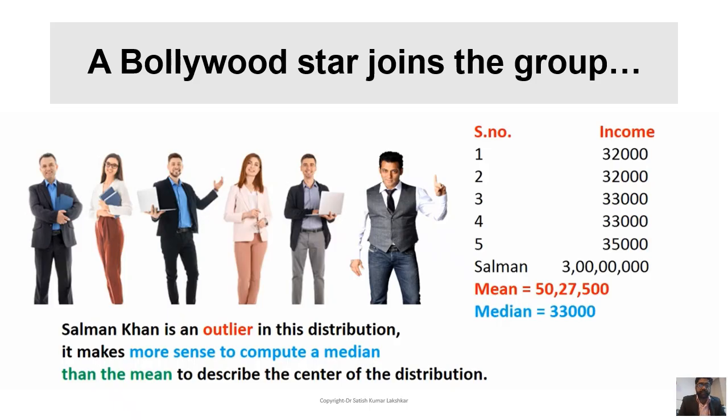So in such a scenario, the mean may not be much beneficial for the researcher. Now we can see the sixth person who joined this group was an outlier in this distribution. So it makes more sense to compute a median than the mean to describe the center of the distribution. The center of the distribution may be termed as the average also, or it may be termed as the mean also.